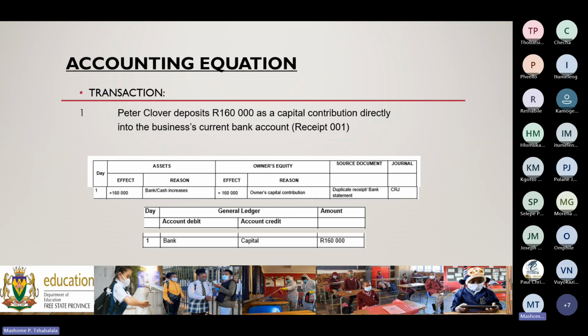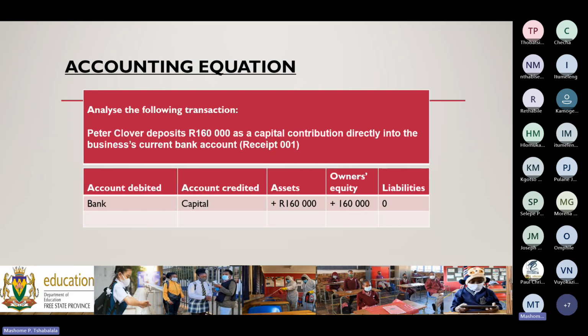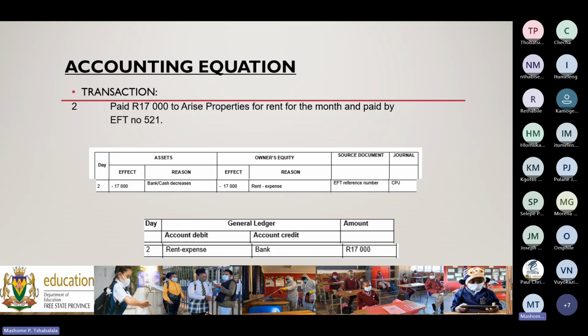Now, let us come to the accounting equation to analyze it thoroughly so that we can understand it. Bank will be debited, the account to be credited is capital, so assets will increase by 160 because of the bank, and owner's equity will also increase by 160. In grade 8, remember that you are not dealing with liabilities now. Liabilities, we will see them in grade 9. Now, moving to the next transaction.